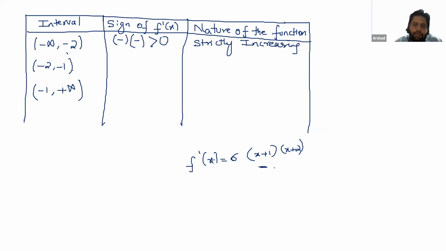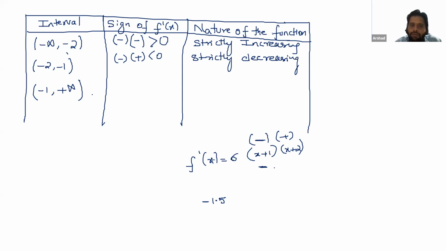Now, between minus 2 and minus 1, for example, we are taking a point, minus 1.5. Put this minus 1.5 here. What you will get? Negative. If you put minus 1.5 here, you will get a positive. So it is negative, it is positive. So this is less than 0. That's why it is strictly decreasing.